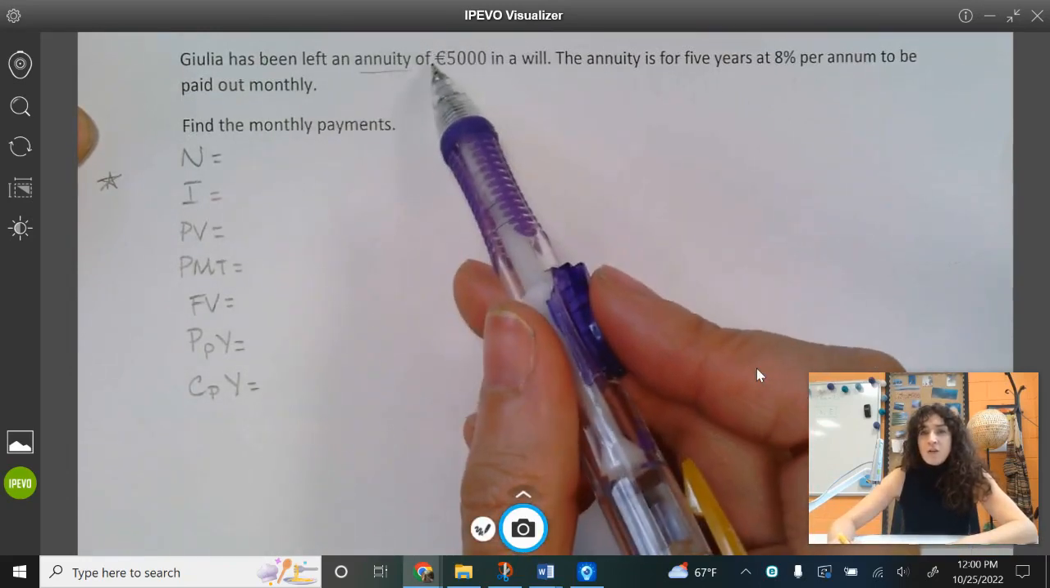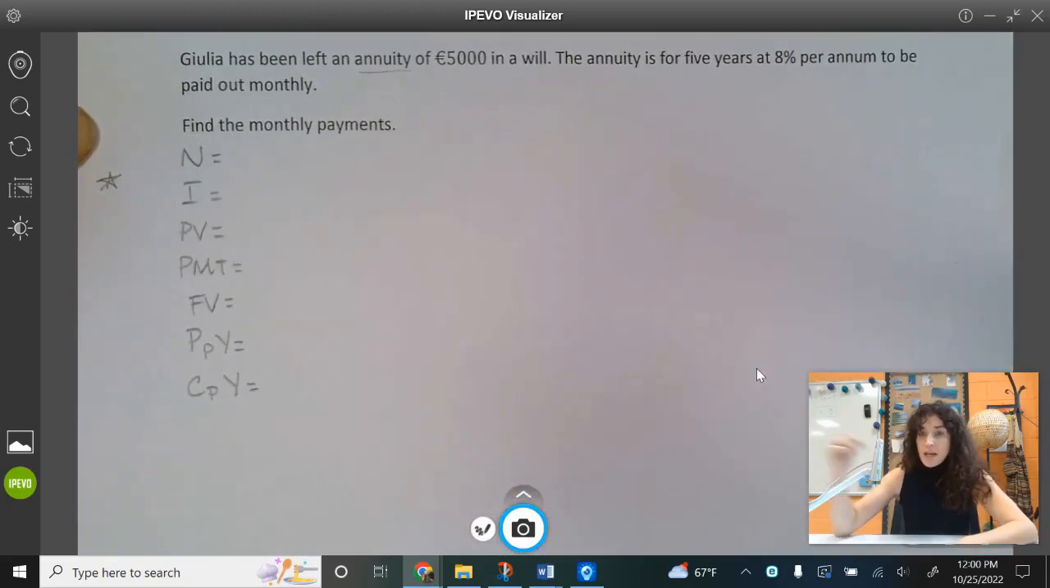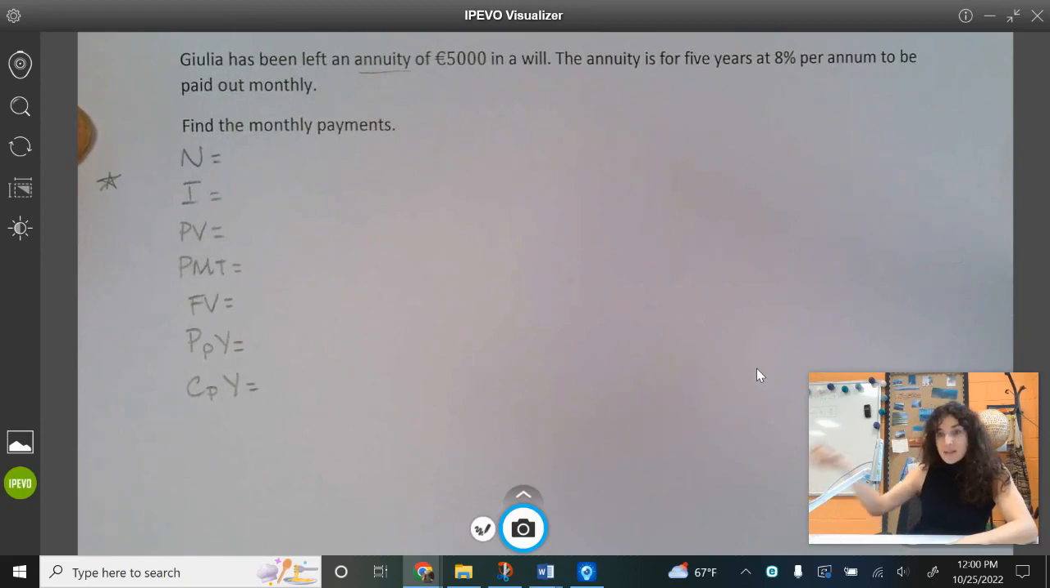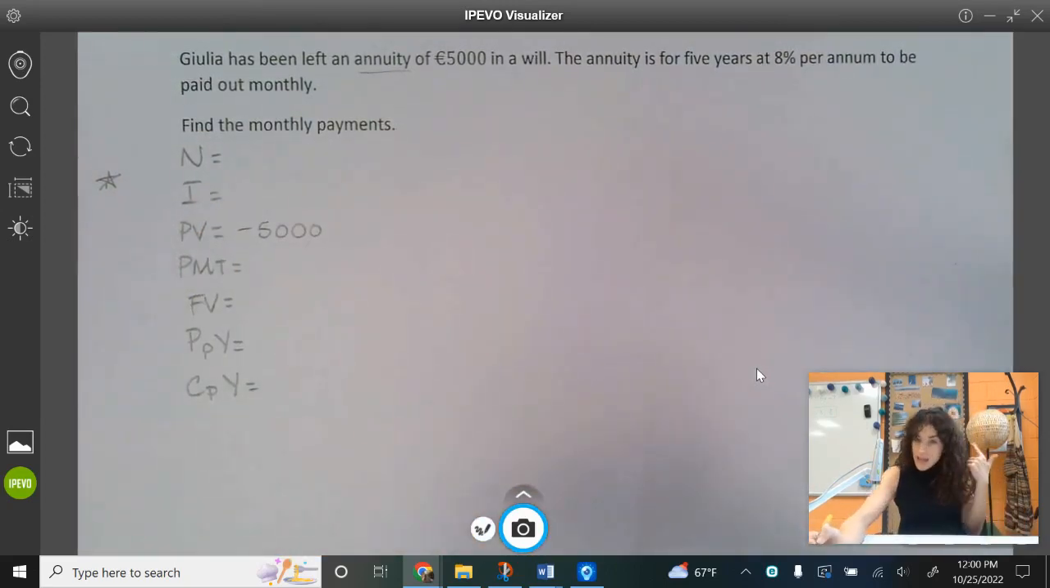Julia has been left an annuity of 5,000 in a will, which means that if this is going at 8% per annum, this is going into the bank. So that 5,000 is going into the bank, and it's what I'm starting with. I'm trying to think about, if I was Julia, what would this mean? 5,000 has been given to me, but it's been put into a bank to build interest. So it's technically coming out of my pocket and into the bank, and it's what I'm starting with. So that's my present value, and it's negative 5,000. That's the thought process: I had to think about how this would work in context.